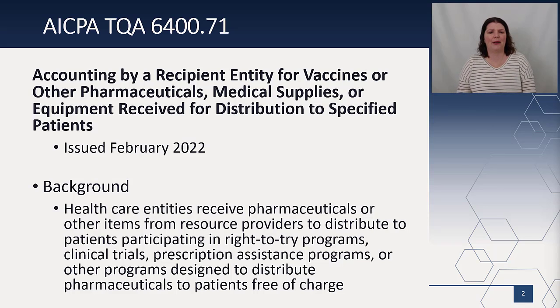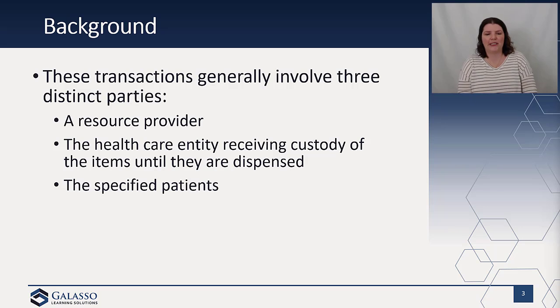When we think about the way this works, there are typically three distinct parties. There is the resource provider, who is typically going to be a pharmaceutical company, but it could also be a local government or a government agency. A lot of these were funded with federal funding. So it's very broad. Pharmaceutical companies tend to come to mind, but it could be federal, state, local governments, federal agencies, et cetera. And then it goes to the healthcare entity who's going to receive custody of these items.